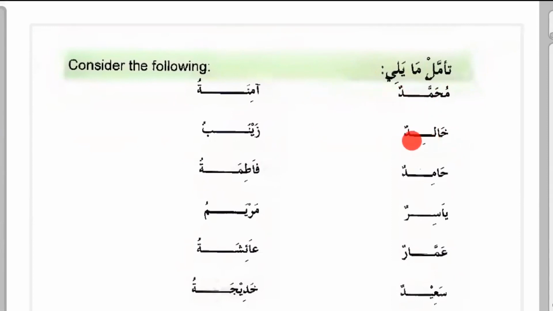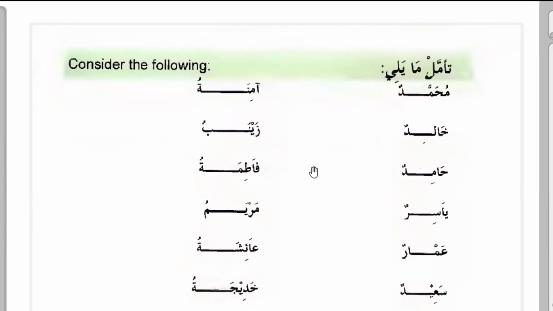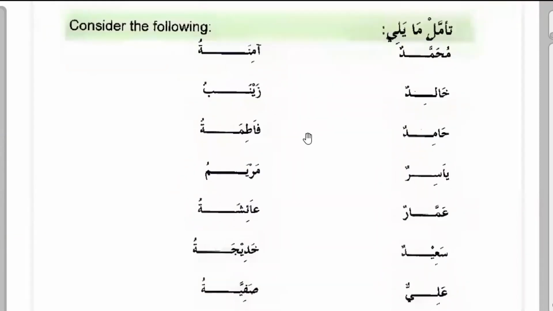Muhammadun, Khalidun, Hamidun, Yasirun, Ammarun, Sa'idun, Aliyun, Abbasun. So this is what we call alama, the proper noun. Names of people, human beings. We're talking about names, proper nouns.